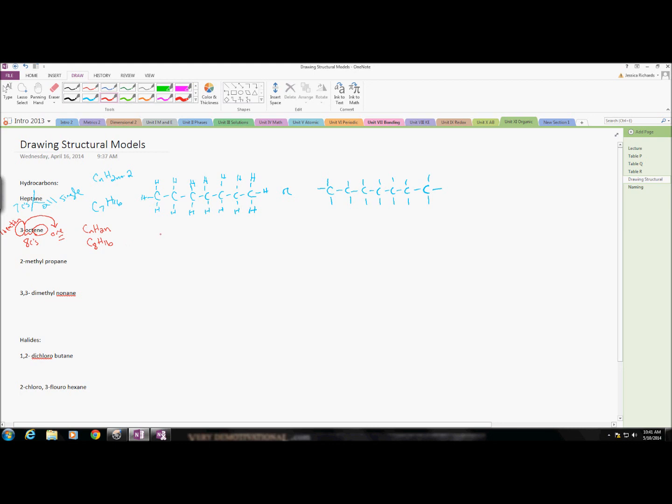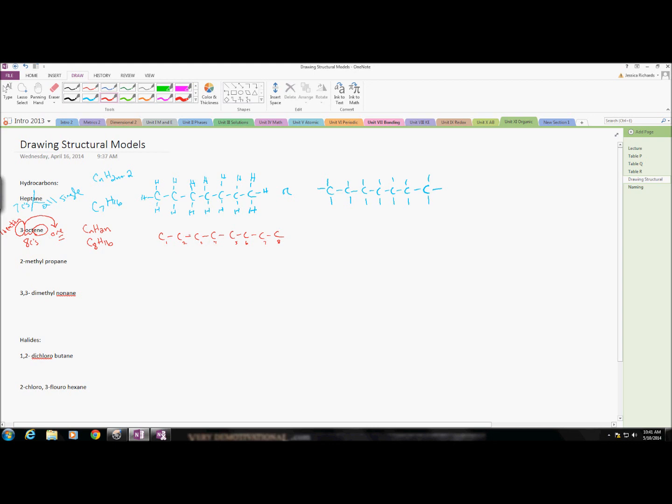So when we draw structures, I'm going to draw your 8 carbons. We're going to number the carbons. So pick an end and number them. This would be carbon 1, 2, 3, 4, 5, 6, 7, 8. You don't have to write the numbers in. I'm writing the numbers in to show you where the numbers are. Carbon number 3 has the double bond.